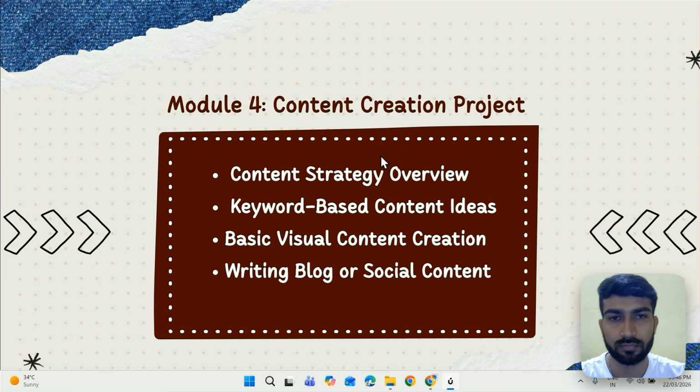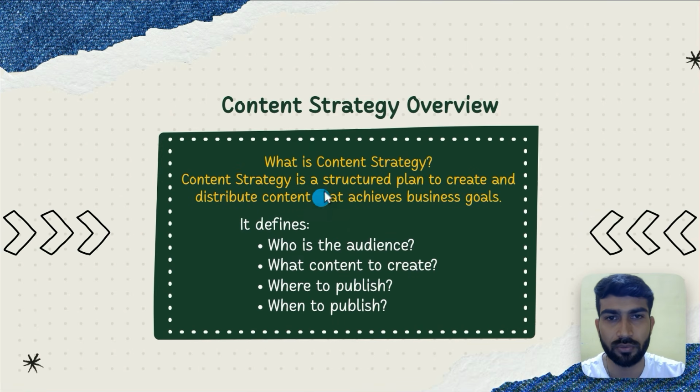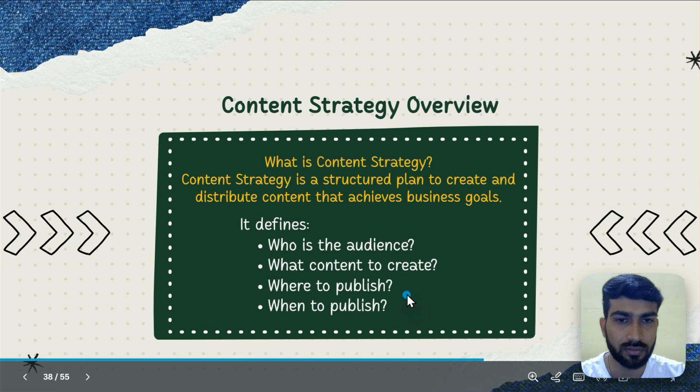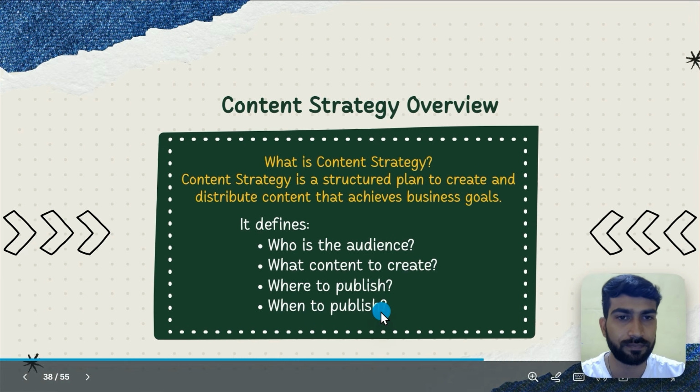While creating one project, what you need to understand is content strategy, keyword based content ideas, basic visual contents, and all these things. We'll discuss in this module how you need to create one project. What is next? Content strategy overview. In strategy, you can check who is the targeted audience, what content is to be created, where to publish, which social media platforms you are using, and when to publish. This also matters.